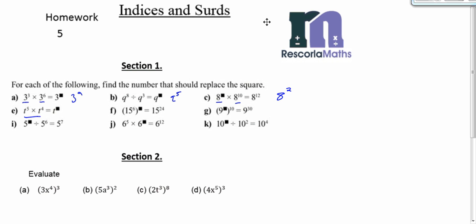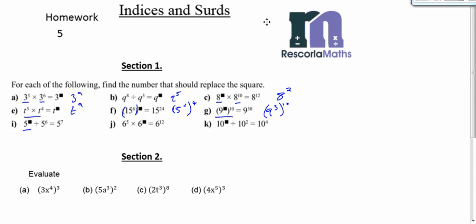Next one, t to the power of 5 times t to the power of 4 is t to the power of 9. Next, 15 to the power of 6 to the power of something is 24. Now, when we have brackets, we need to multiply the powers together. So, therefore, this thing here is going to be 15x to the power of 4. Similarly, this one here, 9 to the power of something to the power of 10 is 30. So the powers are going to multiply to get 30. So, therefore, it's going to be 9 to the power of 3 to the power of 10.